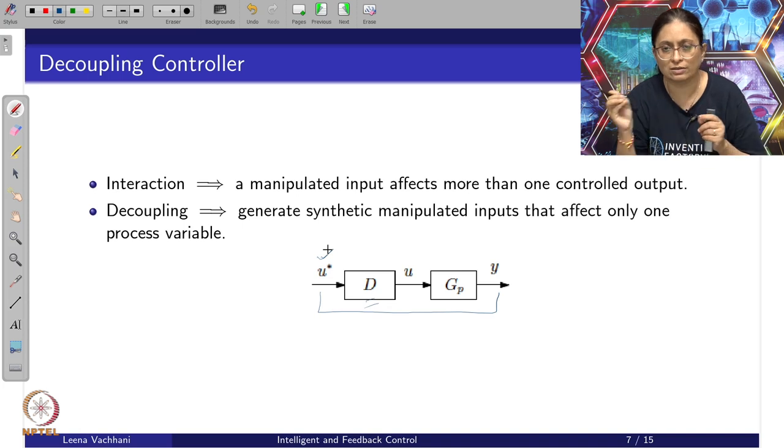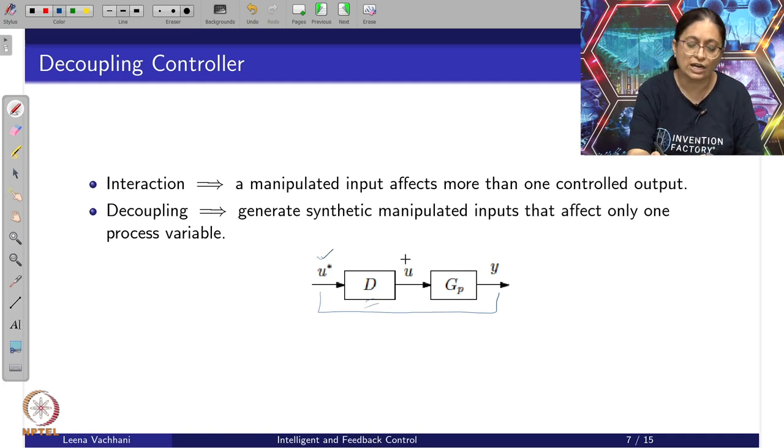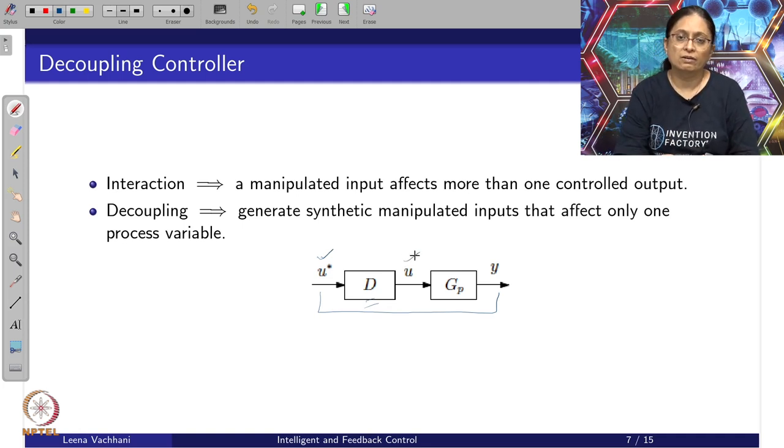So U1 star is affecting mostly Y1, U2 star is affecting Y2, and so on, which was not happening if it was the true manipulated input over here. So here comes the design for the decoupler. Once we see it, we should be able to appreciate that it's a very straightforward design, but there are many other things that we can consider while designing it to make it a simplified D block, or a decoupler block.